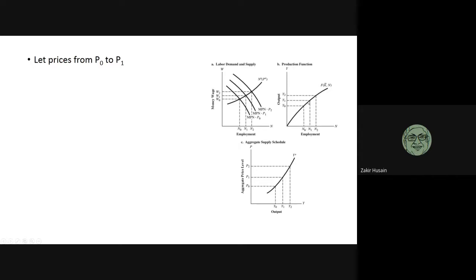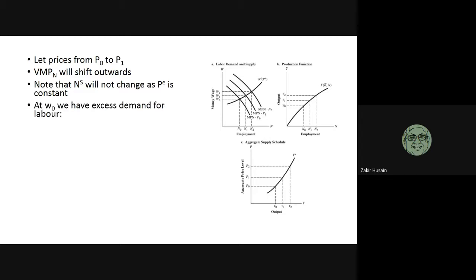So output will go up from Y0 to Y1. The VMP shifts outward. Supply of labor will not change because price expectations are constant. So at this amount, we have excess demand for labor, money wages rise to W1, and employment rises to N1.